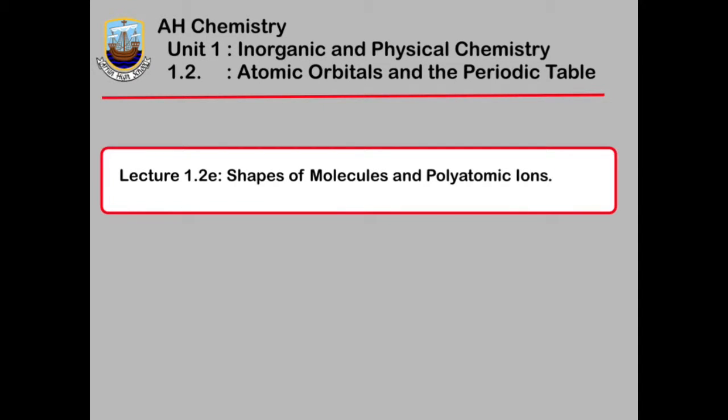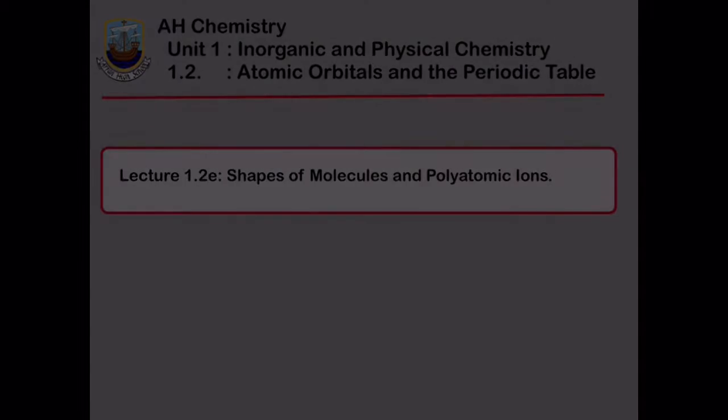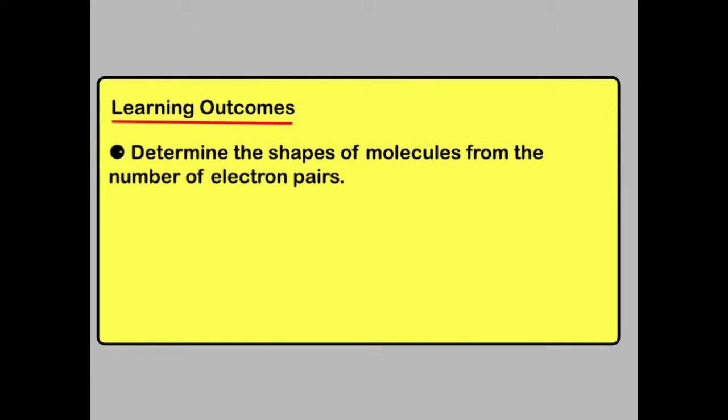In this lecture, we're going to look at the shapes of molecules and polyatomic ions. By the end of this lecture, you should be able to determine the shapes of molecules and polyatomic ions from the number of electron pairs surrounding the central atom.